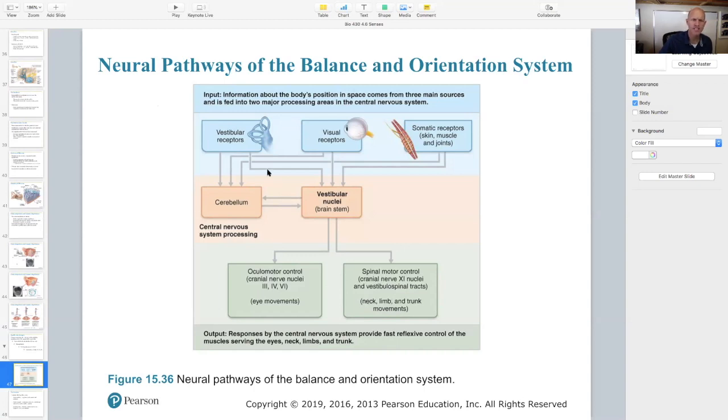So let's look at this. We haven't talked about the visual receptors yet. We're just dealing with the vestibular portion.